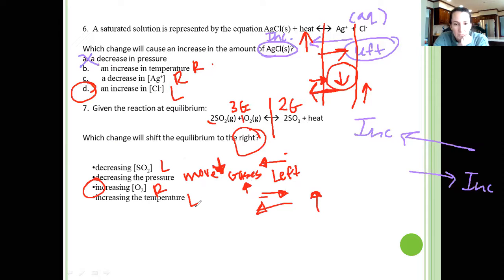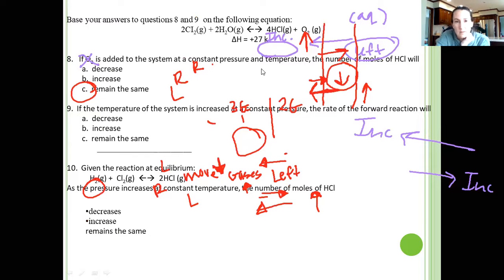Okay, and I think there may be one more slide or maybe 2. All right, and then the last little bit.